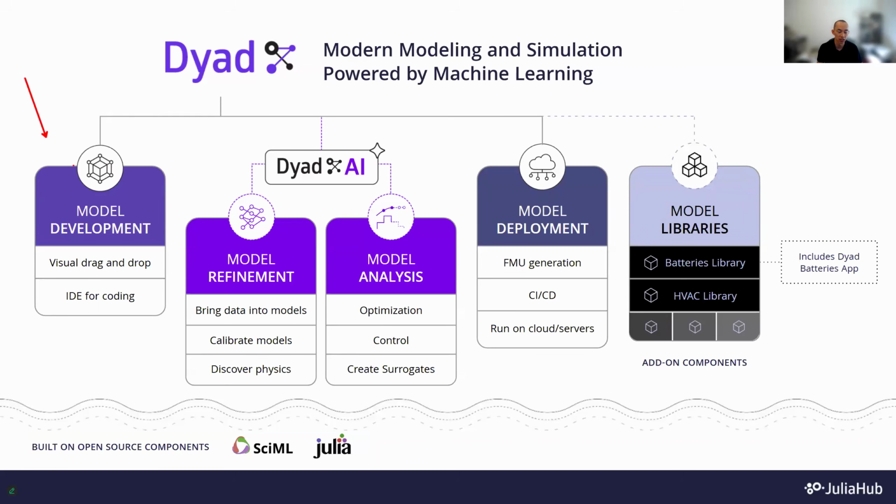Dyad supports model development in the form of visual drag and drop GUIs and IDEs for coding. We'll be spending our time today in the IDE specifically. We also have our AI module allowing us to do refinement analysis, specifically bringing data into models, calibrating models, discovering physics, as well as optimization and control. We support various model deployment standards, including FMU generation and CI/CD pipelines, and we've also built out some domain-specific libraries for industrial use.